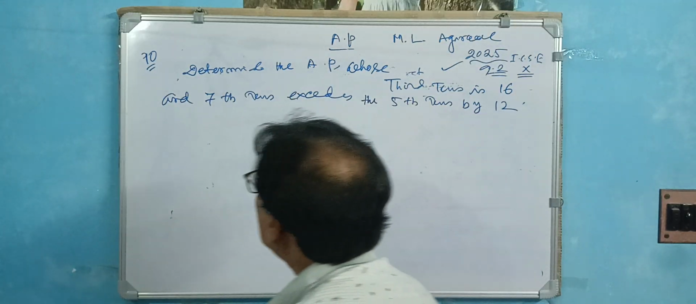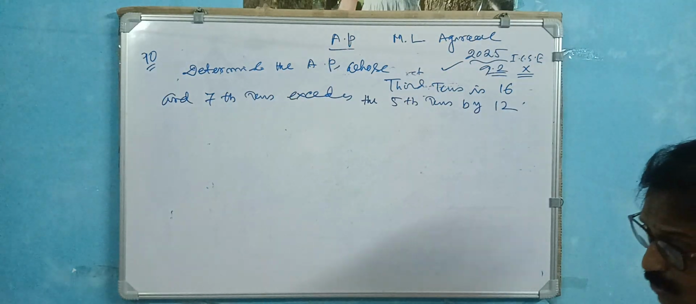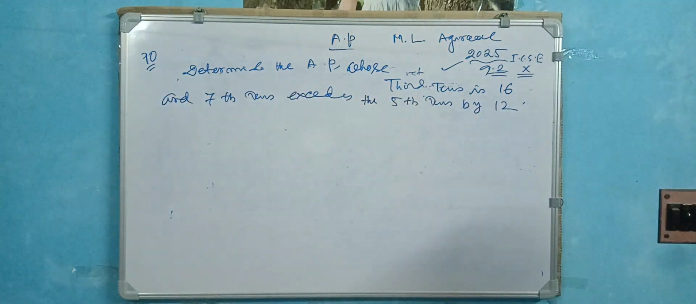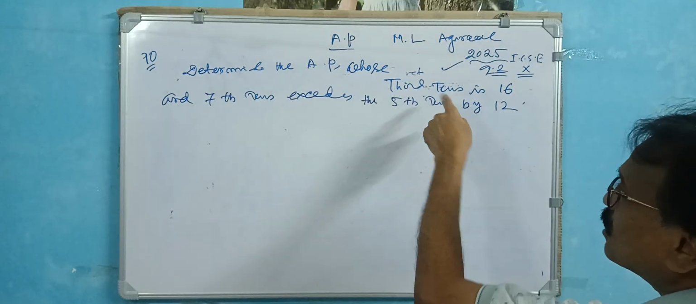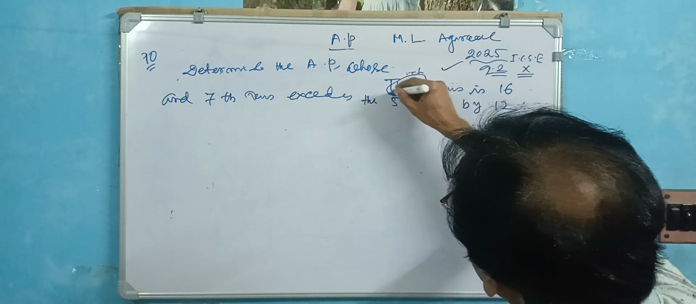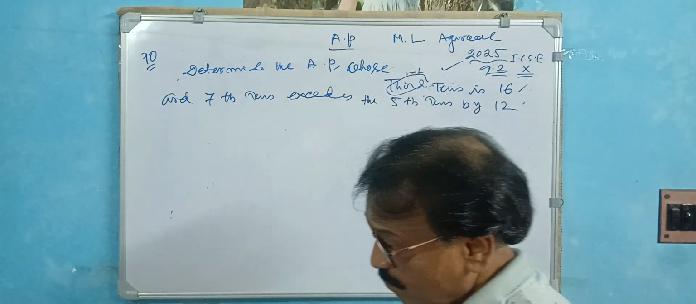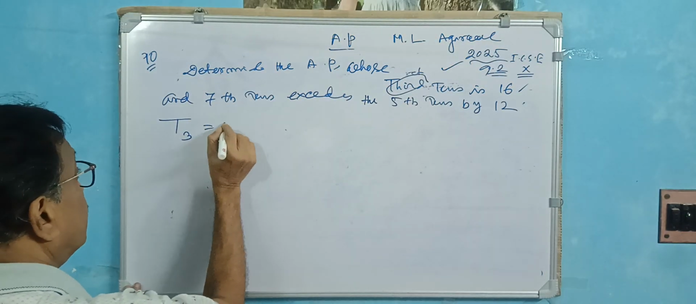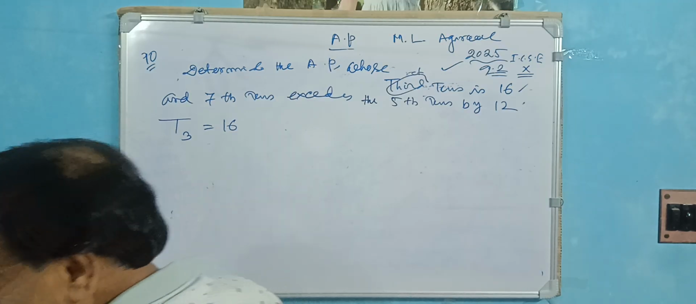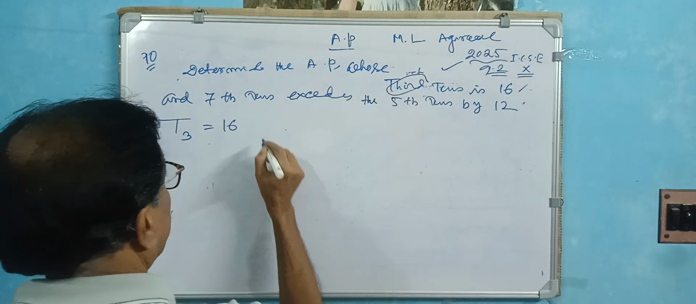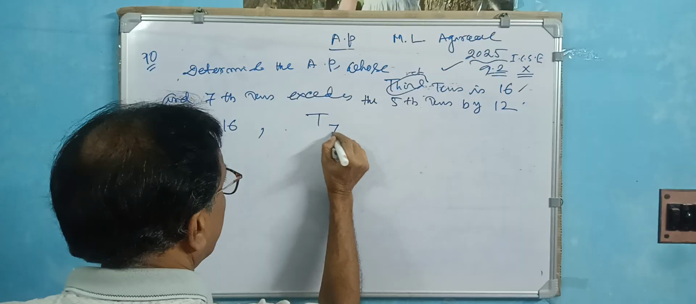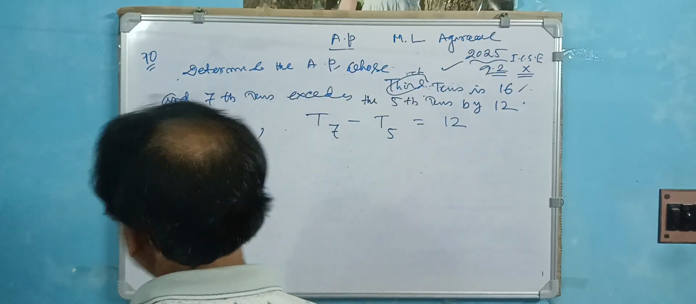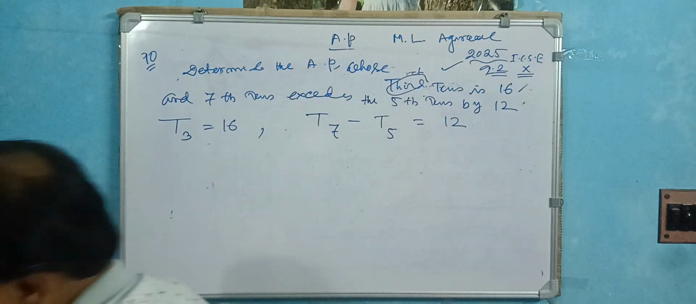Okay, so determine the AP. AP টাকে বার করতে হবে। What is the AP series? You just find out the AP series from the given. Determine the AP whose third term is 16. That means T3 is 16 and given is T7 minus T5, that is 12.